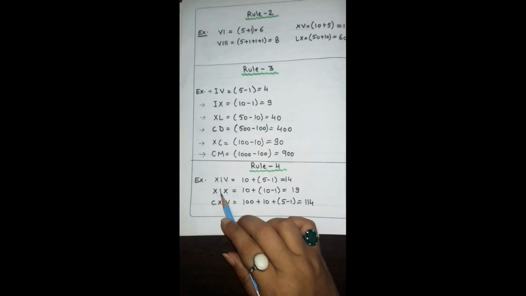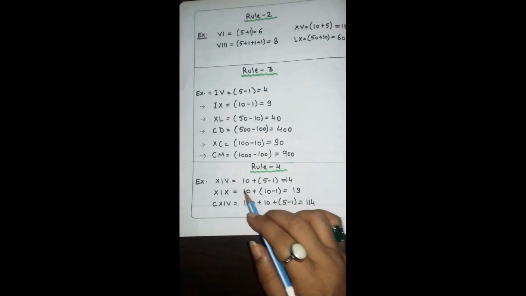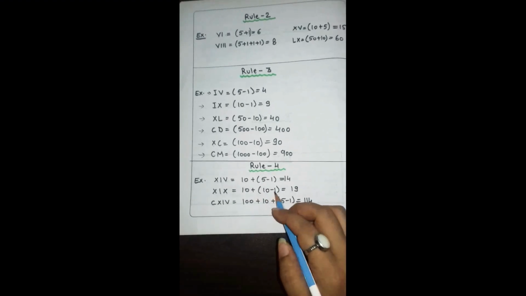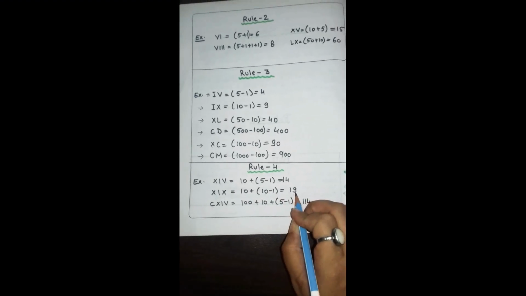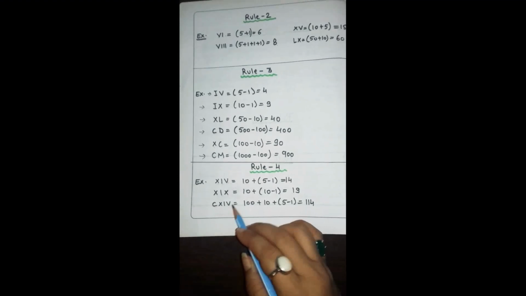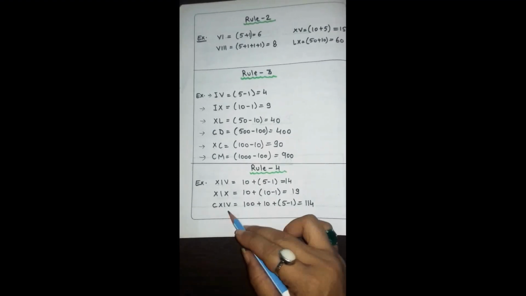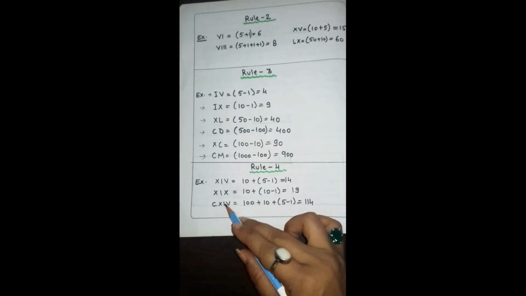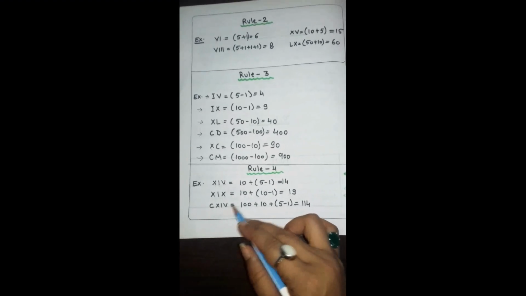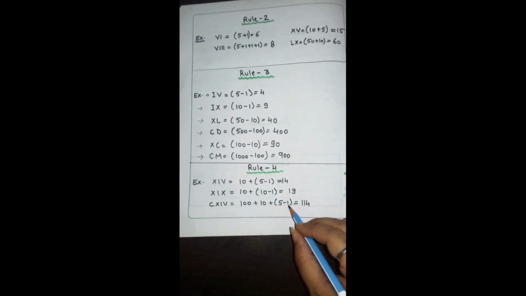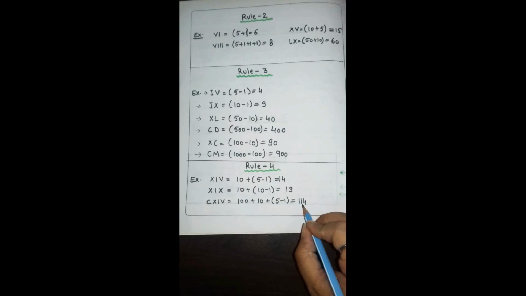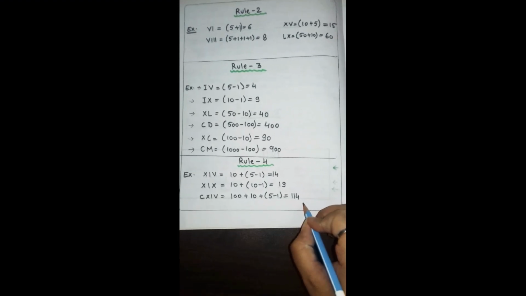Again XIX. X stands for 10, plus 10 minus 1 is equal to 19. CXIV. C stands for 100, X stands for 10, and the smaller numeral I is subtracted from 5. 5 minus 1 is equal to 4, so the total is 114.